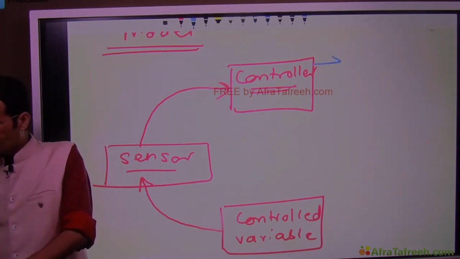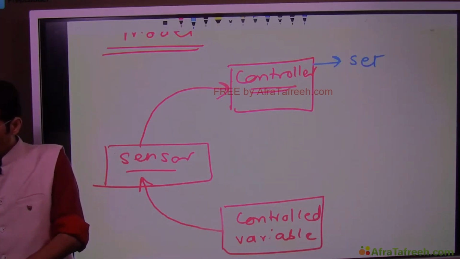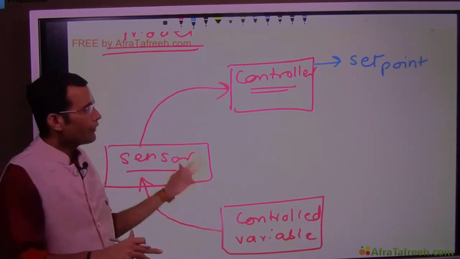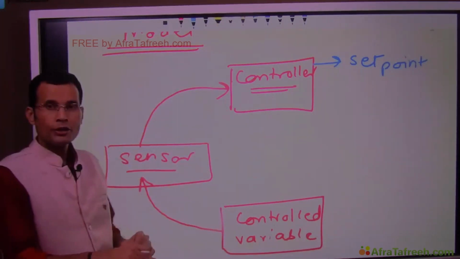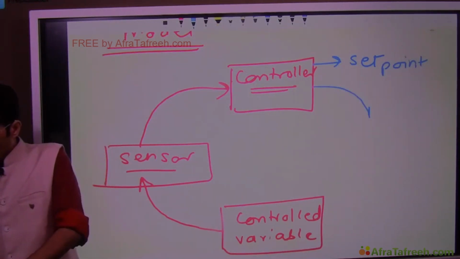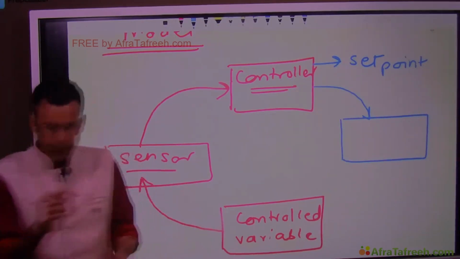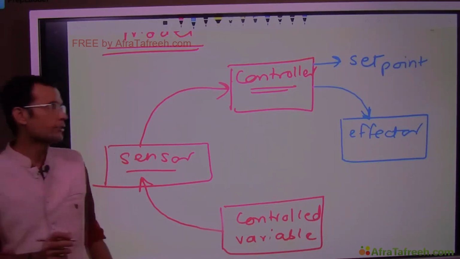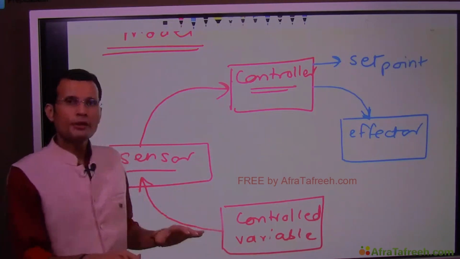The controller then will compare this value with its set point. Already there is a set point which is fed to the controller. So it will compare the value with the set point, and accordingly, if required, the controller will take the action via the effector organs. So that's the schematic design for all the homeostatic regulatory mechanisms.